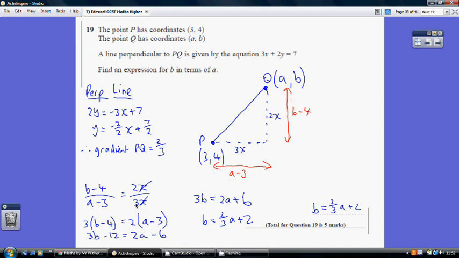So if we now just multiply both sides by 3 and multiply both sides by a minus 3, we get 3 lots of b minus 4 equaling 2 lots of a minus 3. Multiply out the brackets, 3b minus 12 equals 2a minus 6. And I want to make b the subject. I've got to find an expression for b in terms of a. So let's go and add 12 to both sides. So we get 3b equals 2a plus 6. Divide through by 3, we get b equaling 2/3 a plus 2.